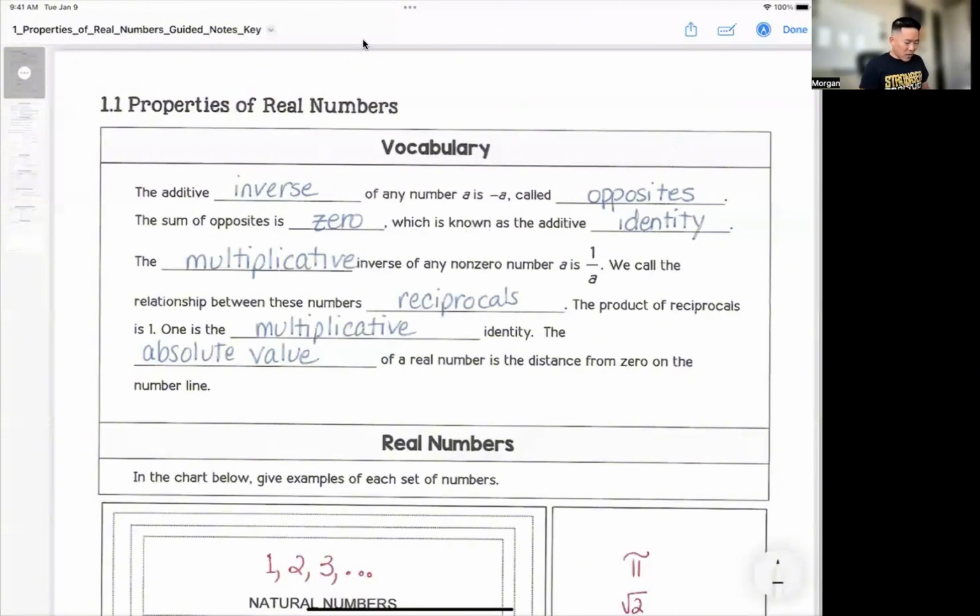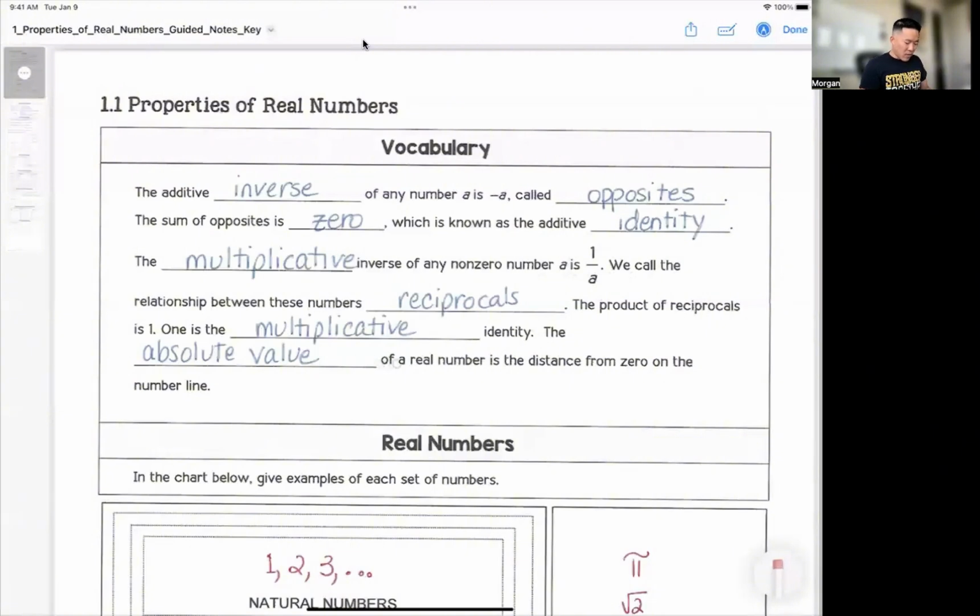The multiplicative inverse of any non-zero a is 1 over a. We might have seen that before and called it something like a flip. We call the relationship between these numbers reciprocals. The product of these reciprocals is 1. So if we're multiplying them together, it's a multiplicative inverse. When multiplying a times 1 over a, we should get 1. That's the difference between those two identities, additive and multiplicative.